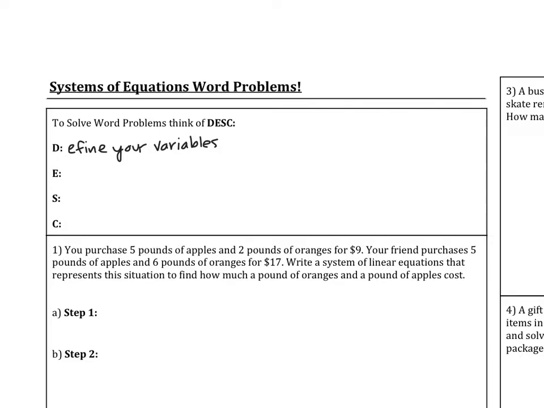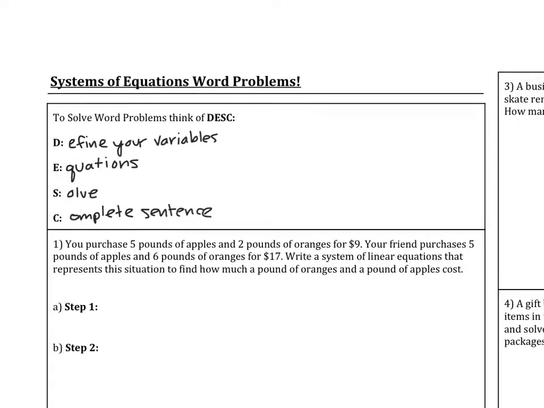The E stands for make your equations. And in this occasion, we're going to say equations because we're going to need to make two equations to solve for the two variables. And then the S stands for solve. And then the C is complete sentence. So that's always how we're going to finish these types of problems.